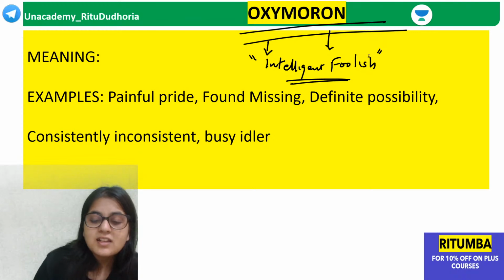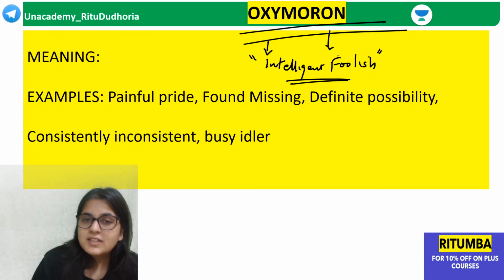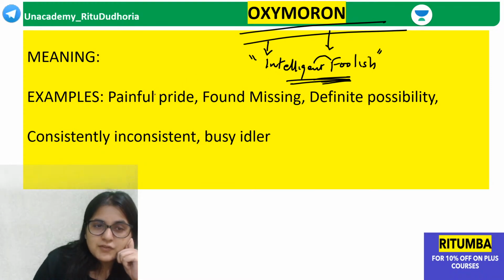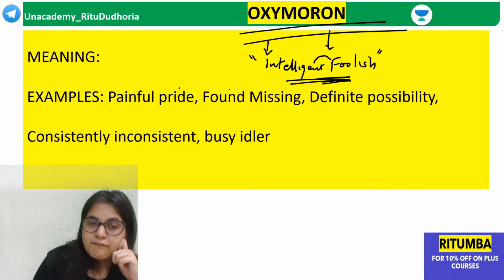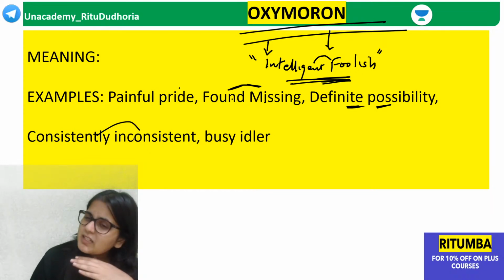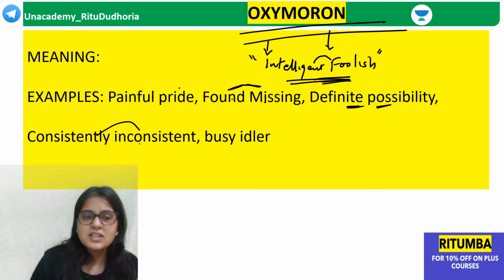Now when I say two opposite words, I don't mean a positive word and a negative word. People understand it like that: intelligent is positive, foolish is negative, so any positive and negative word put together becomes an oxymoron. No. It is an oxymoron when the words used side by side are opposite in nature. Their meaning should be opposite. They should be antonyms. For example, painful pride; found missing, where found and missing are opposites; definite possibility, opposites. Consistently, your performance has been consistently inconsistent. Consistent and inconsistent are opposites. Busy idler, bittersweet memories.